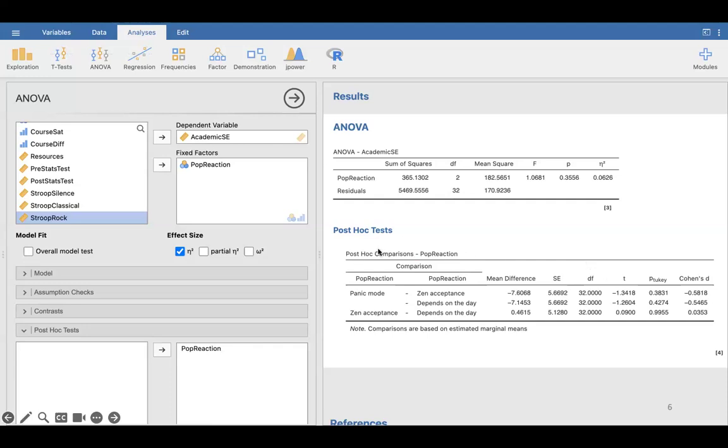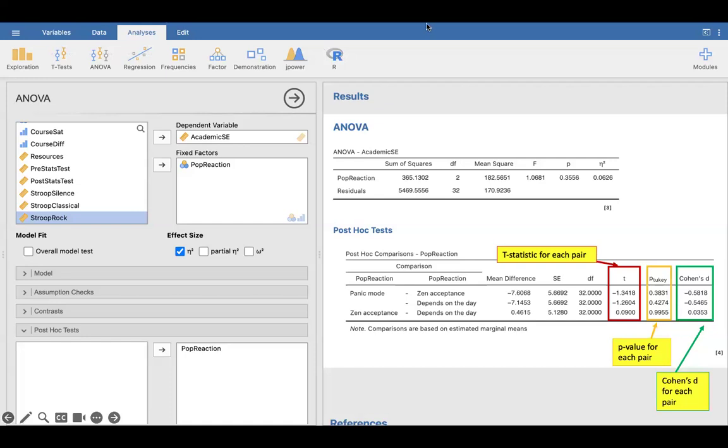So here you can see I added these post hoc comparisons, and what we're doing is looking at individual pair scores. This is the t statistic for each pair. The top row says panic mode and then Zen acceptance, and it has a t score for the relationship between those pairs of categories. Then our p Tukey is our p-value for that pair. We also have a Cohen's d for that pair. We can see here that for panic mode and Zen acceptance, we do not have a significant relationship between those variables, because it is not less than 0.05. So we're going to fail to reject.